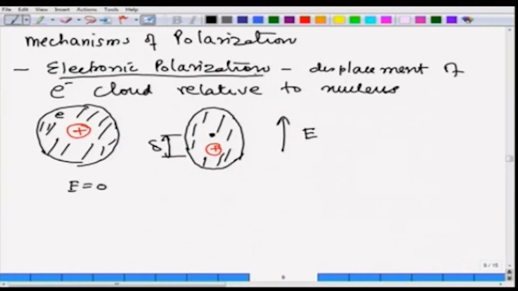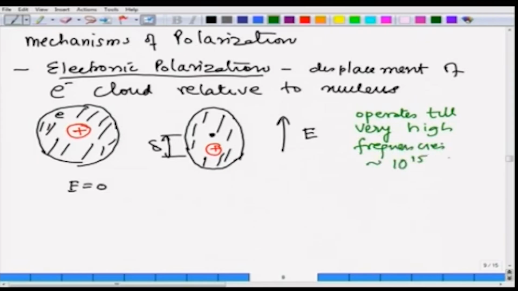This is electronic polarization, the displacement of the electron cloud relative to the nucleus. This is a very important mechanism. Why? It operates till very high frequencies, on the order of 10 to the power 15 hertz, and then it drops off. So all the way from low frequencies to high frequencies, this mechanism is able to operate.